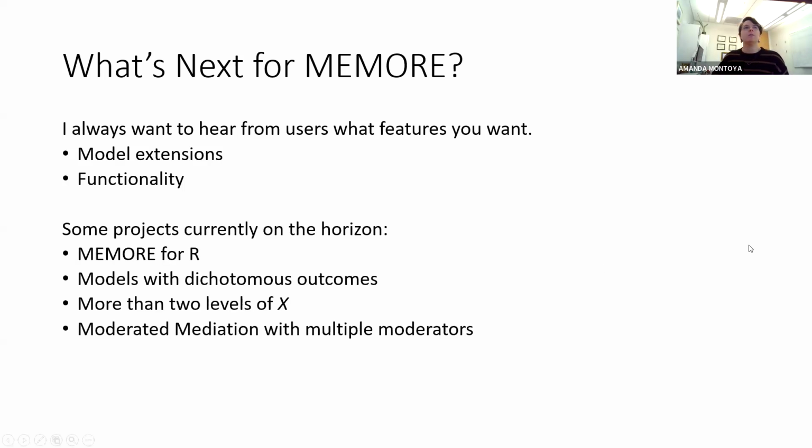Some things we're already working on: we are going to be making an R version of memory, an R package. This is going to function a little bit differently from the way memory functions now, because R is more of an object-oriented language. So you run memory, you have an object, and then you might use the plot function to get plots, or the probe function to probe the interactions. And then we're working on models with dichotomous outcomes.